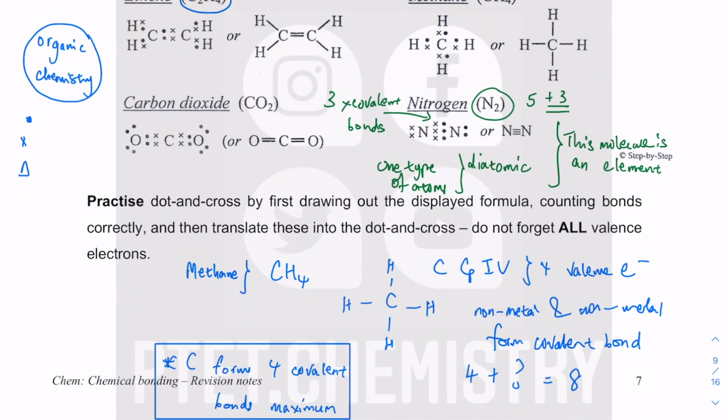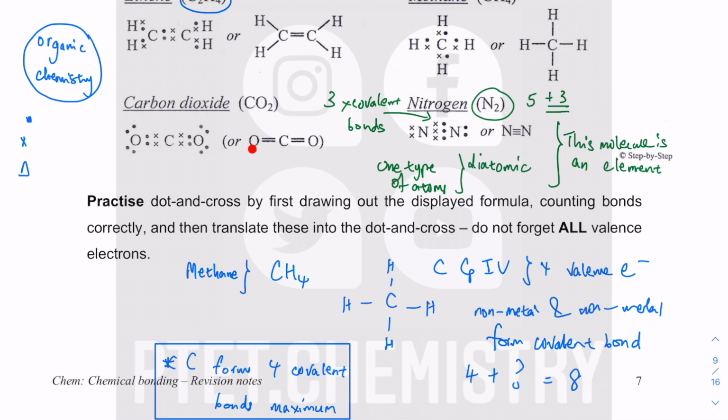Lastly, we have this carbon dioxide. Carbon dioxide is a compound because it consists of 2 different elements chemically combined together in a fixed ratio: 1 carbon, 2 oxygen. It's also a molecule because it consists of 2 or more atoms bonded together. Carbon here forms 4 covalent bonds. Before I do the dot and cross, I will always try and draw the displayed formula. From the displayed formula, I can count the bonds easily. 1, 2, 3, 4. Carbon forms 4 covalent bonds. Carbon is happy. There are no electrons on the carbon that are not used for bonding.